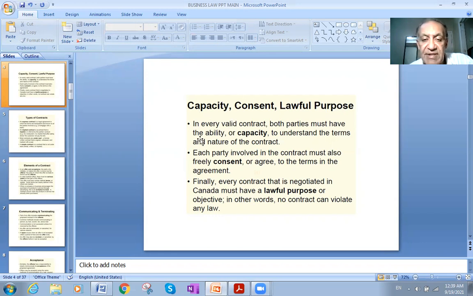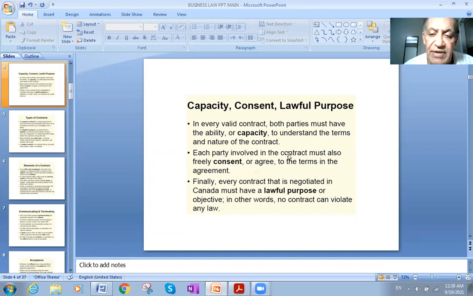So the capacity: in every valid contract, both parties must have the ability or capacity to understand the terms. I must not be insane or a small kid who did not understand the meaning of the terms which come in this contract. I have to be very aware of each article and each word written in that contract. I have to be very careful about this, and about the nature of the contract as well.